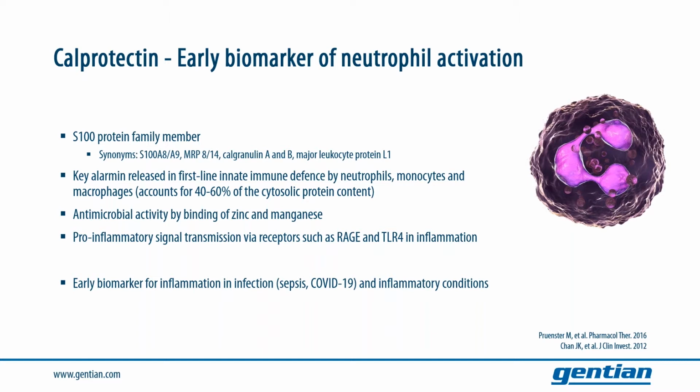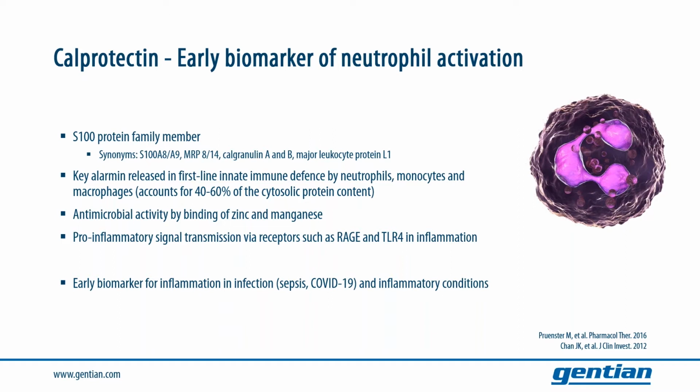Calprotectin belongs to the S100 family of proteins, a superfamily of calcium-binding proteins, which are essential components of the immune response. Calprotectin is a heterodimeric complex of two S100 proteins, S100A8 and A9. Synonyms for the heterodimer calprotectin you will also hear regularly are S100A8 and A9, myeloid-related protein MRP8/14, granulin A and B, and its original name on its first isolation from Fagerhol and colleagues in 1980 was major leukocyte protein L1.